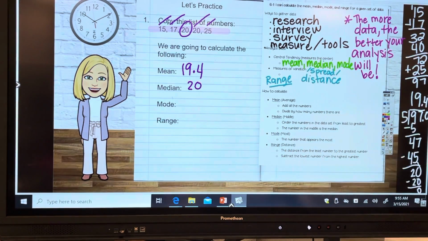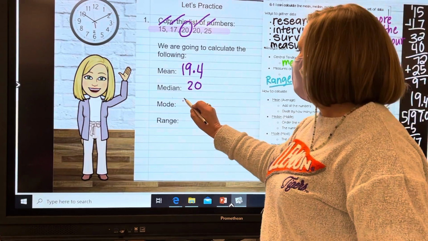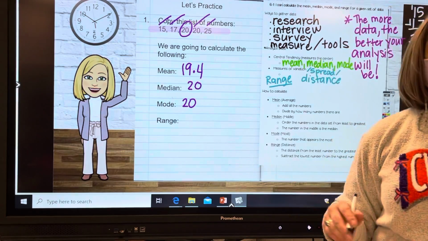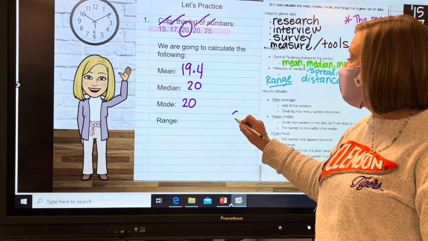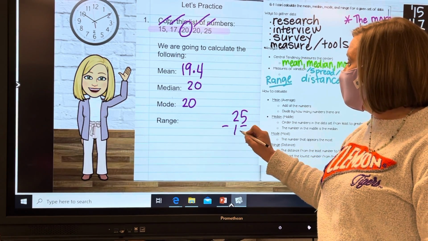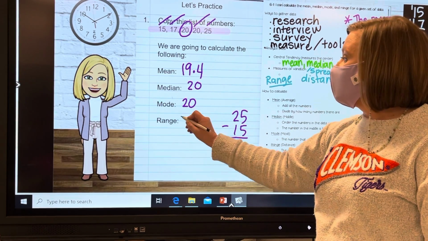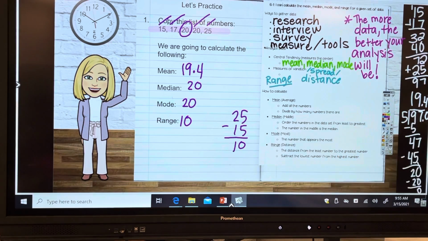20. What does mode mean? The one that's there most often. So, what number is there the most often? 20. And range is our variation. It's the difference. It's the distance. It's the spread. So we're going to have to subtract the highest number minus the lowest number, which is what?